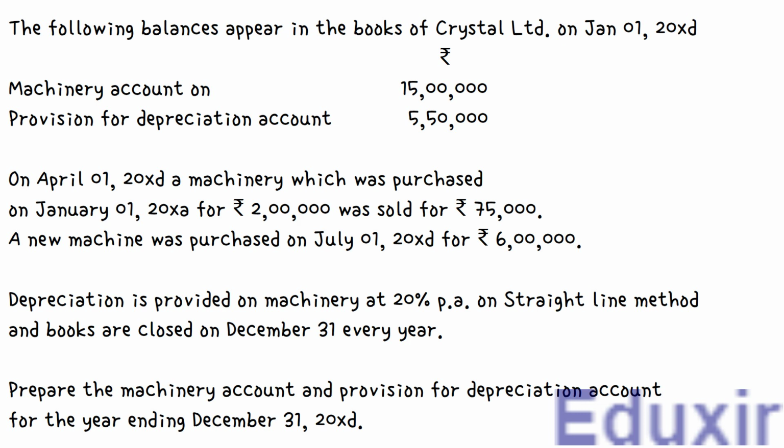This problem requires us to prepare the machine account as well as the provision for depreciation account. It is also given that we have to prepare these accounts for the year ending December 31st, 2000 XD. In other words, we have to prepare these accounts only for one accounting period. Also note that as we are selling a machine, it makes sense to prepare the machine disposal account also. So let's prepare it even though it's not asked for in the given problem.